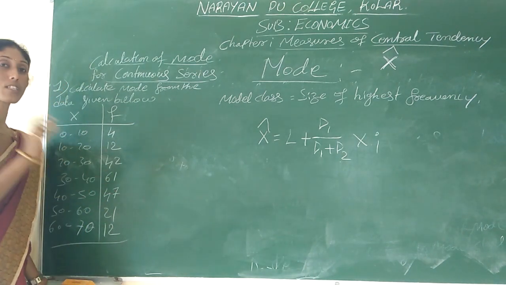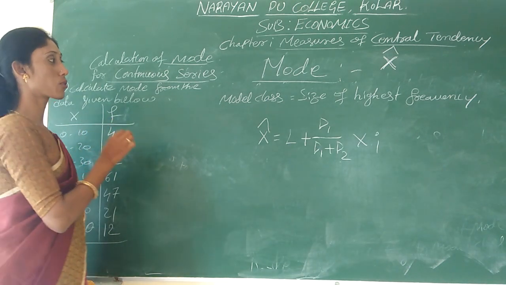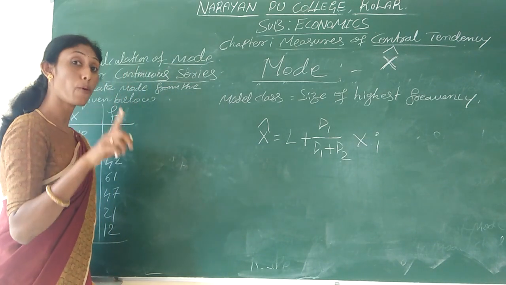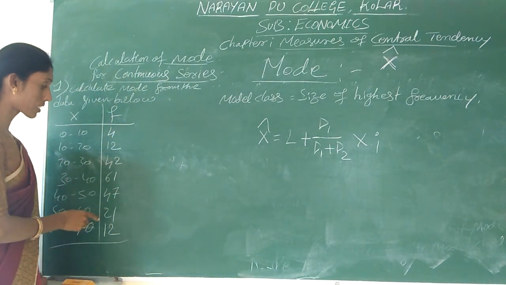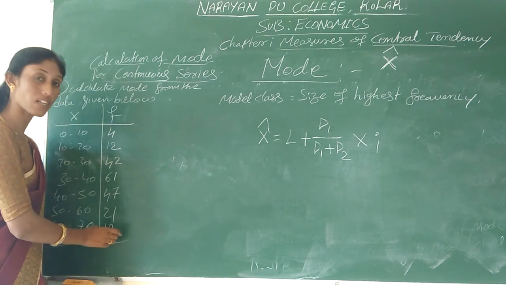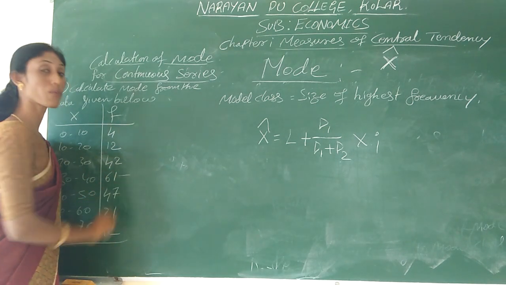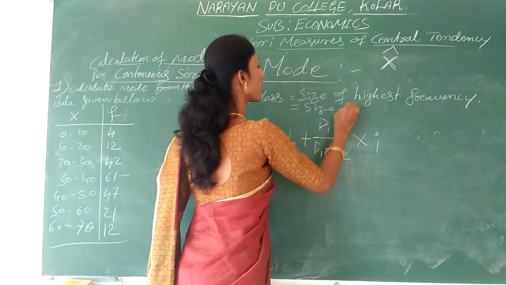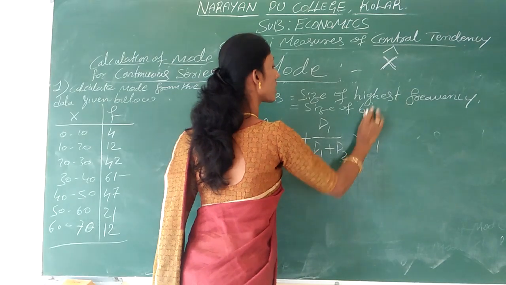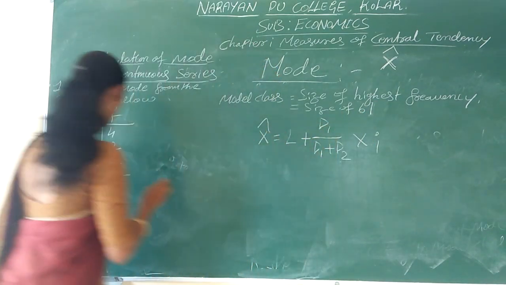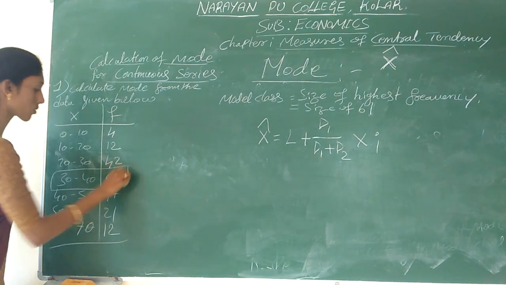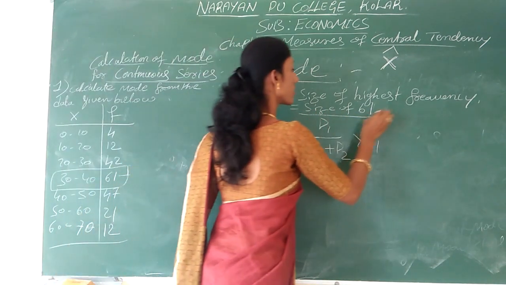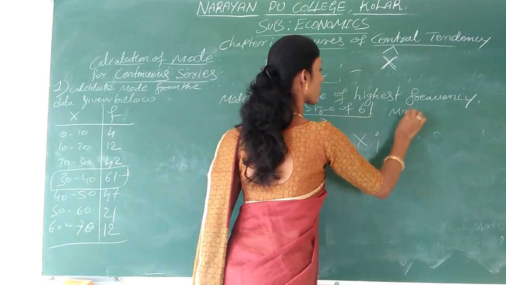Then in this, the first step to find the mode class is to take the highest frequency. See the frequencies now. Which is the highest frequency in this data? The value 61 is the highest frequency. Where does 61 appear? In this row. Then the mode class will be 30 to 40.